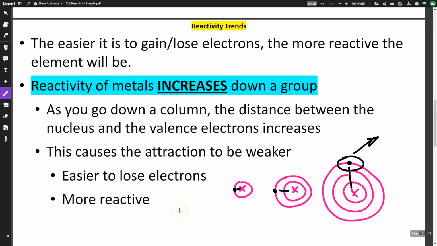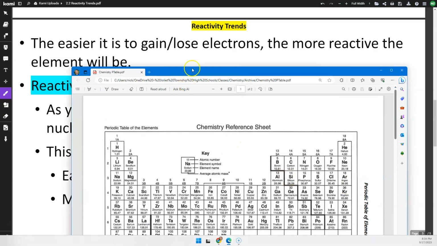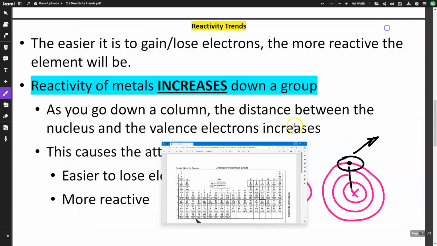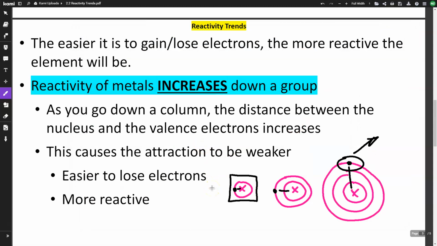So, when you have something that's really small, like hydrogen, everything's held in really tightly, and it's not going to be very reactive. Whereas if you have something that's further down the group, like francium, that's a big atom. So those valence electrons are going to be really far away.